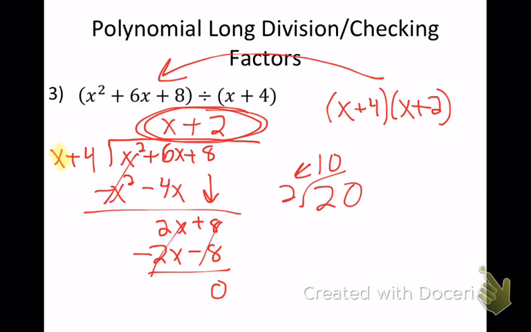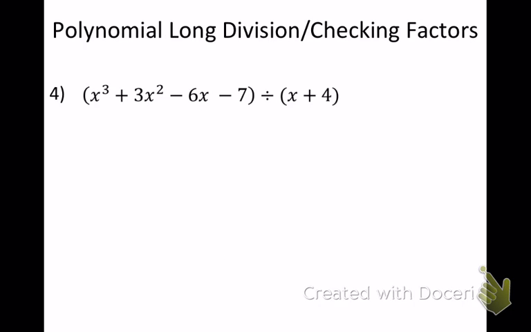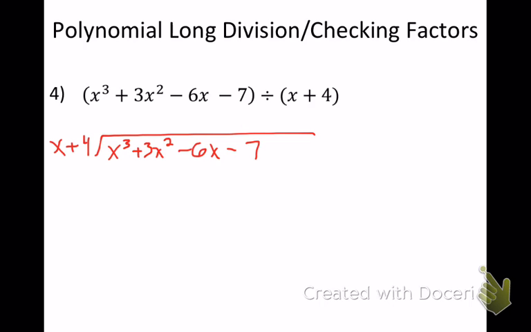Let's try number 4 when it comes up here. There it is. So x cubed plus 3x squared minus 6x minus 7 divided by x plus 4. So I think about it here. I'm going to write it in. Ooh, that's a lot. X cubed plus 3x squared minus 6x minus 7 divided by x plus 4.